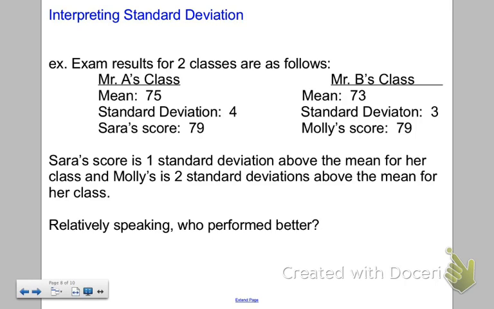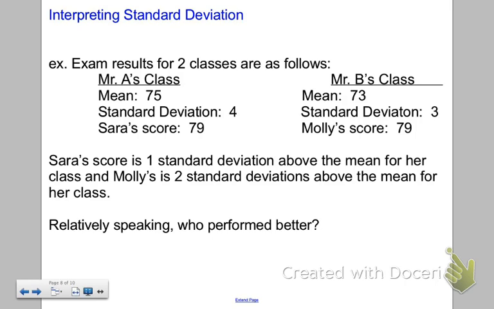Sarah's score is 1 standard deviation above the mean for her class, and Molly's is 2 standard deviations above the mean for her class. So, relatively speaking, who actually performed better? Even though they both got a score of 79, Molly actually performed better compared to the rest of her classmates.